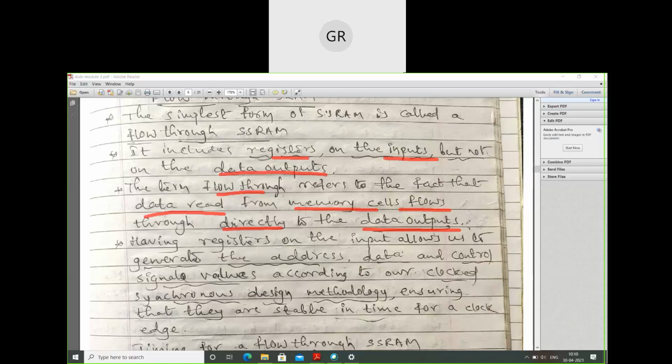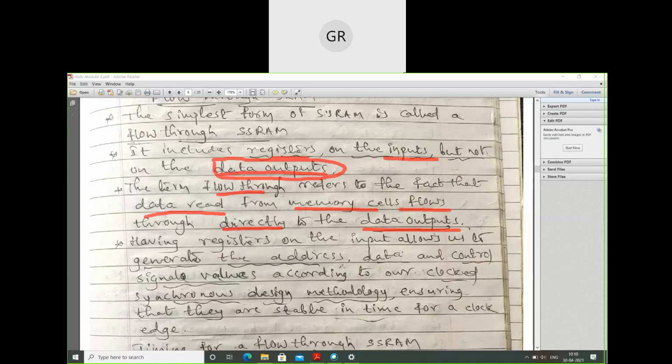There are no registers here where the read data can be stored. That read data will not be stored because we don't have registers on the output side. That's why whatever the read data is, it flows directly through the data outputs of the memory.